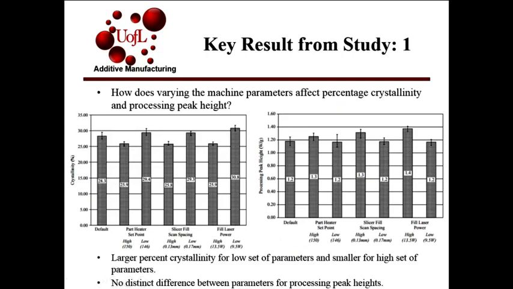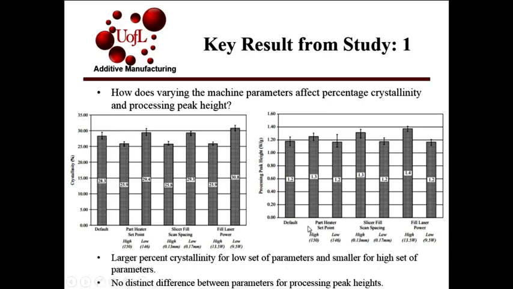The first key result answers the question, how does varying the machine parameters affect percentage crystallinity and processing peak height? This chart to the left shows our percentage crystallinity, and as you can see, for the high set of parameters, the percentage crystallinity is lower across the board than the default, and for the low set of parameters, the percentage crystallinity is larger than the default, which is what we would expect because this indicates that there is more melting for the higher set of parameters.